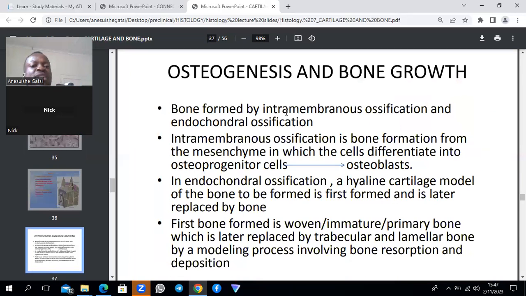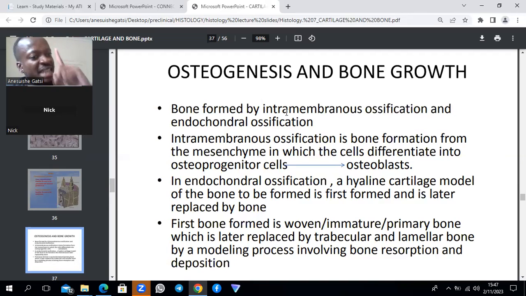Then osteogenesis. So bone in embryology forms through endochondral and or intramembranous ossification, right? I know laypeople would just say intramembranous is flat bone, then endochondral is long bones, but that's not really true. In most cases it's like that, but that's not really true. Intramembranous ossification is where bone formation happens within a membrane or mesenchyme.